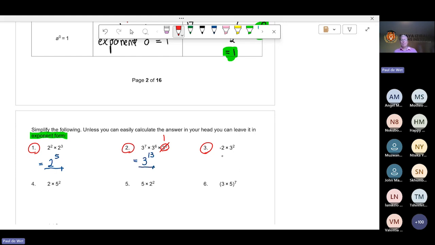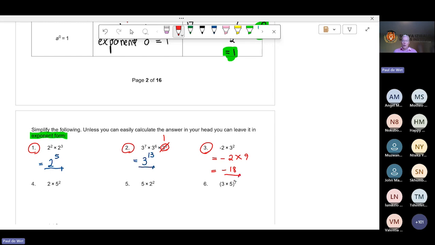Let's look at number 3. The thing here that we're testing is the order of operations. We must not multiply the -2 by the 3. We must do the exponent first, then -2 times 9. Remember, 3 squared does not mean 3 times 2. 3 squared means 3 times itself, it means 3 times 3. Now negative 2 times 9 is going to be a negative number because when we multiply a negative by a positive, we get a negative, and 2 times 9 is 18.